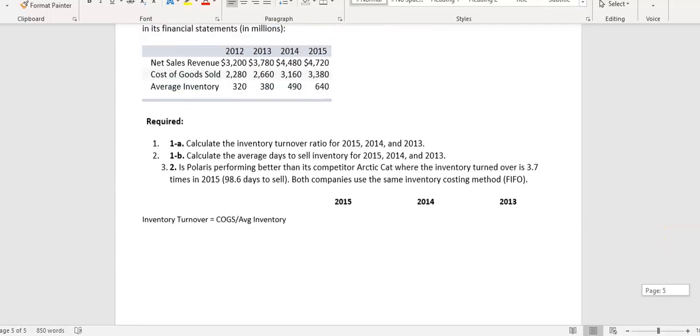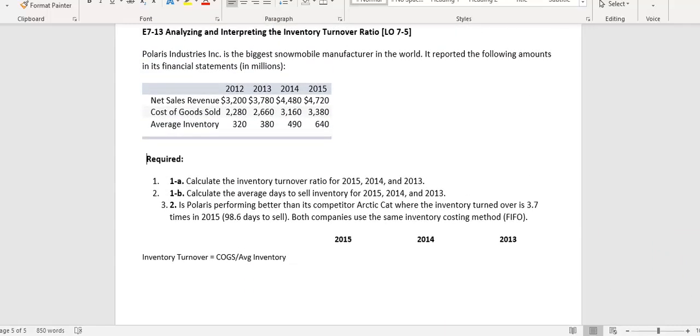So let's take a look at 2015. They ask us to calculate the inventory turnover for 2015, 14, and 13, and then the average days to sell for those same years. And then they ask us if Polaris is performing better than its competitor Arctic Cat, where the inventory turned over 3.7 times in 2015. Okay, so let's take a look first at the inventory turnover, which is an indication of the number of times average inventory is sold during the period. And a higher ratio means faster inventory turnover.